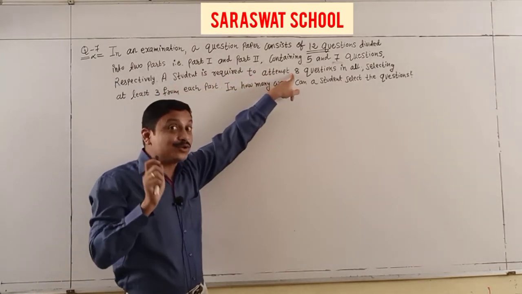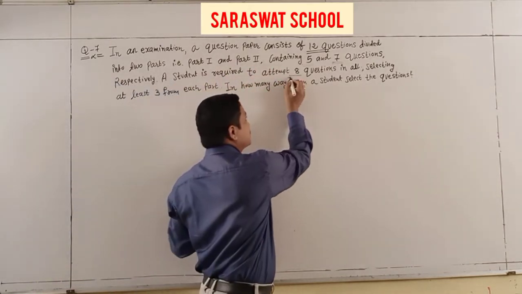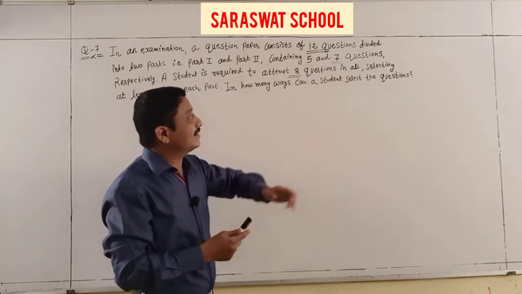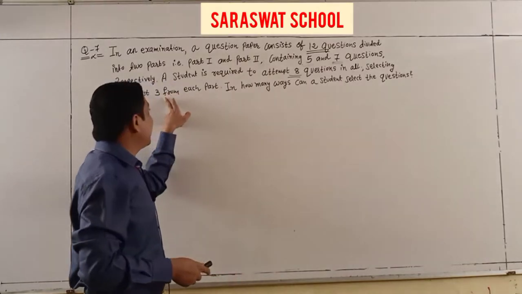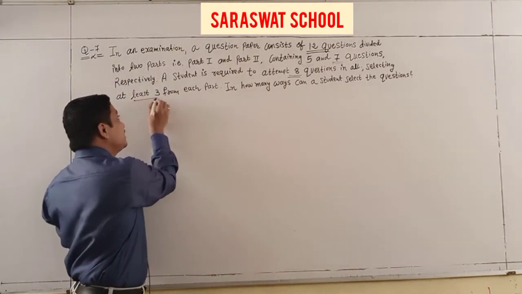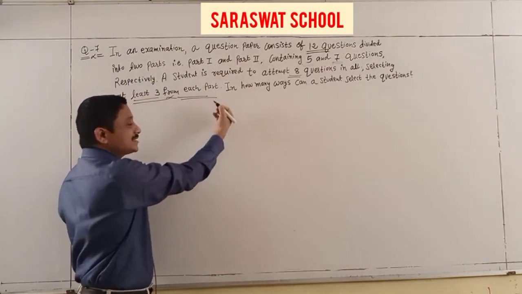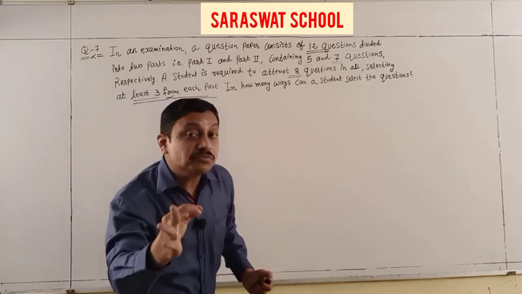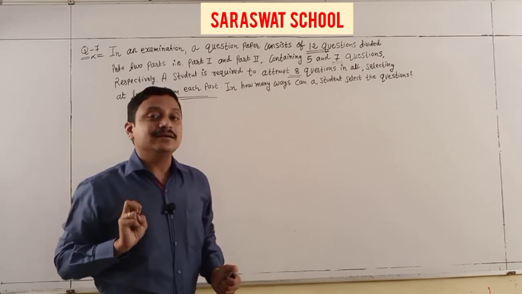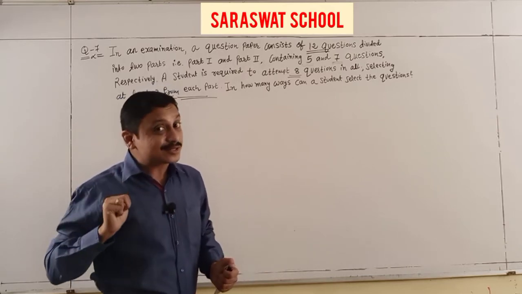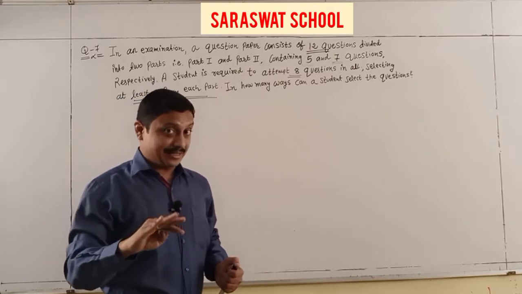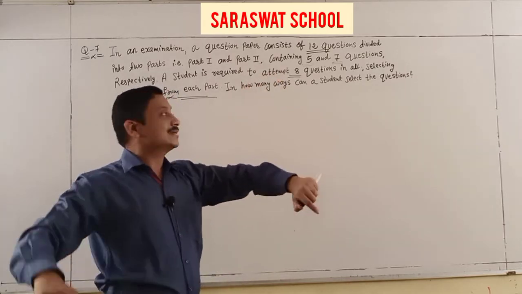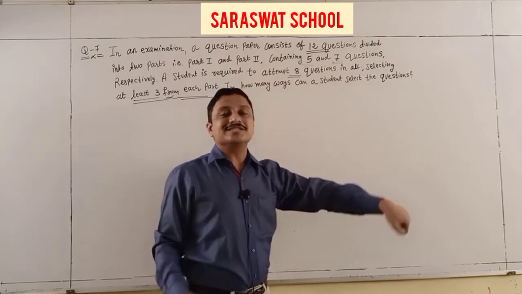The students are required to attempt 8 questions, but there is a condition: select at least 3 from each part. At least 3 means that from each part, 3 must be selected, either 3, 4, 5, or 6. Depending on that, we decide the two parts, and how many ways can the students select?